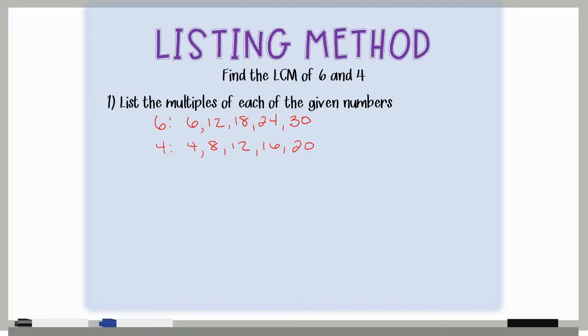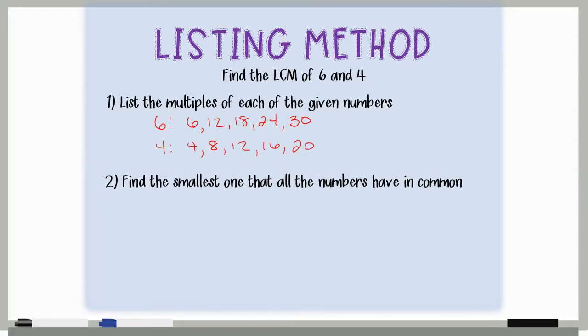So now that I have that step done, now I look for the smallest one that they have in common, the smallest one that's the same. And in this case, the answer to that is 12. So the smallest one that they have in common is 12. So the LCM of 6 and 4 is 12.